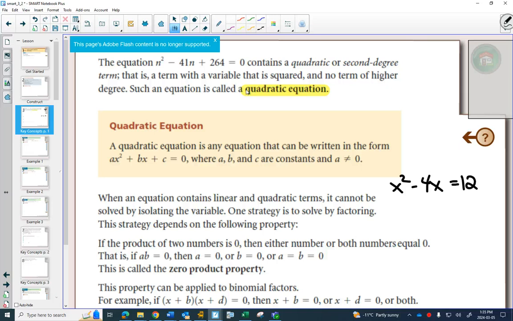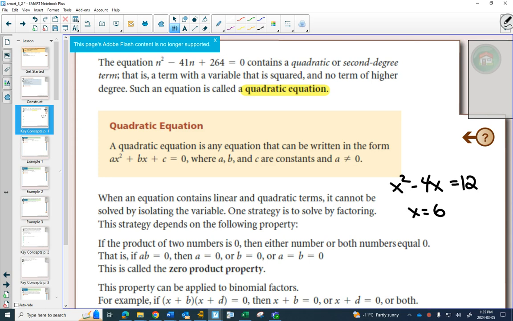Find a number that doesn't work. I hope you see that 0 doesn't work. Yeah, 0 minus 0, is that 12? No. Let's see how long it takes you to guess until you get an answer that works. A number times itself minus 4 times that number is equal to 12. 6. Does 6 work? 36 minus 24 works. Excellent.